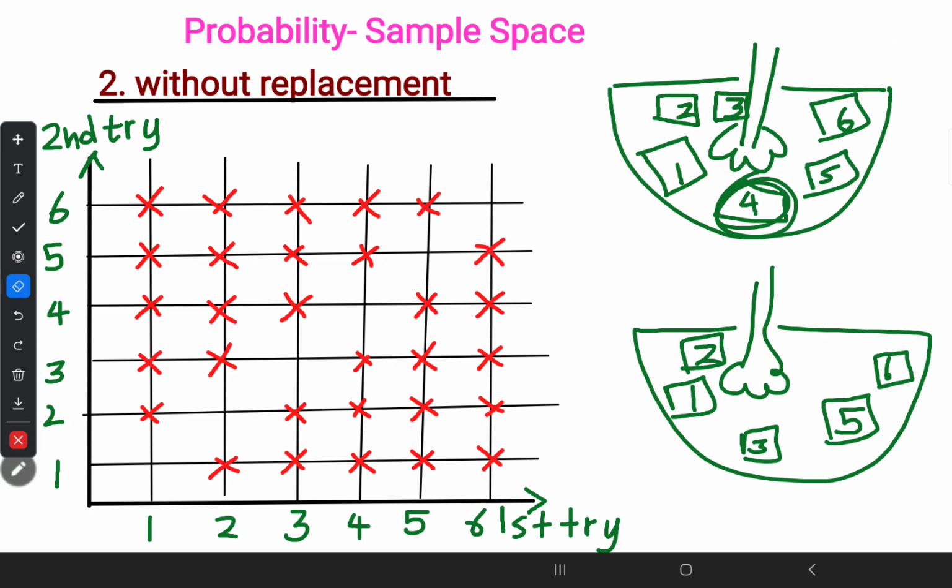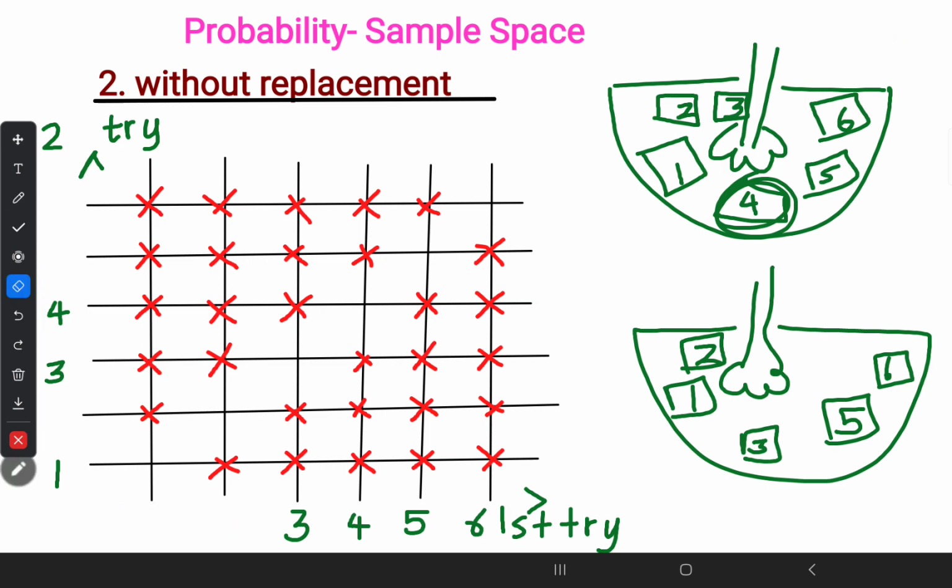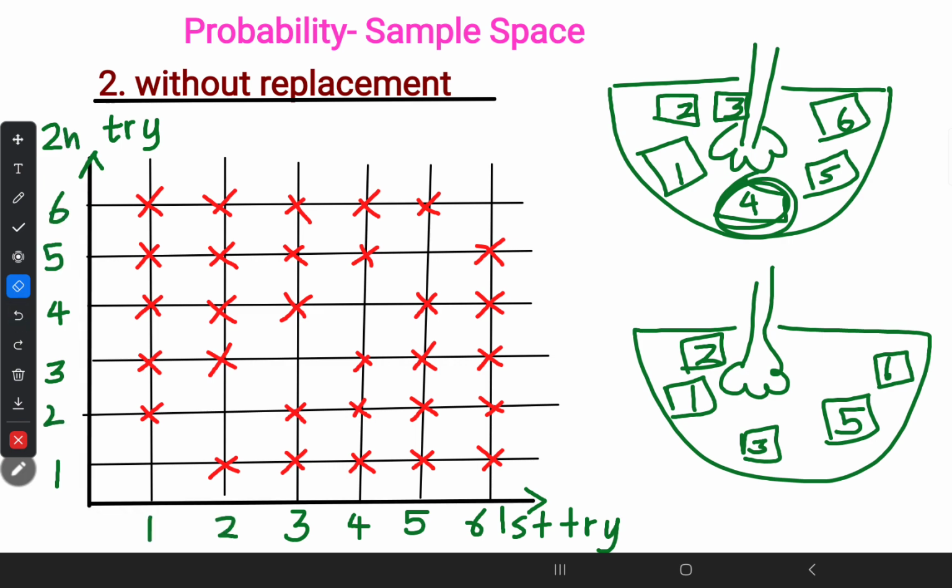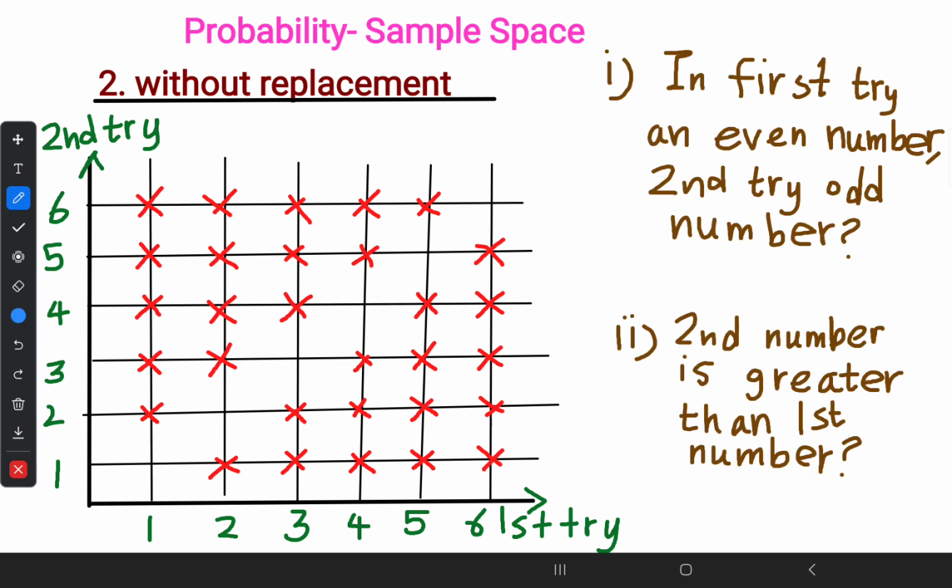In your exams, they will give you this skeleton and ask you to draw the possible events as crosses. So if you denote anything in this region, you will not gain any mark. You should understand properly. In the first try, an even number. Second try, odd number. So you should select all the possible events.